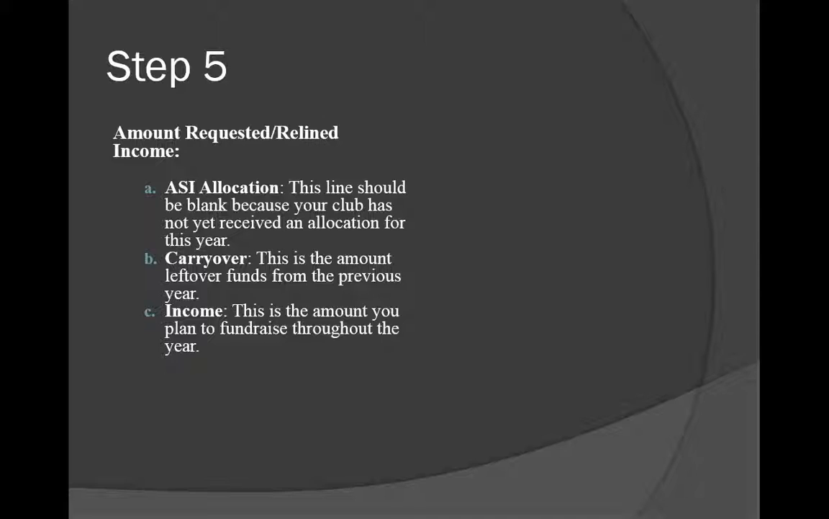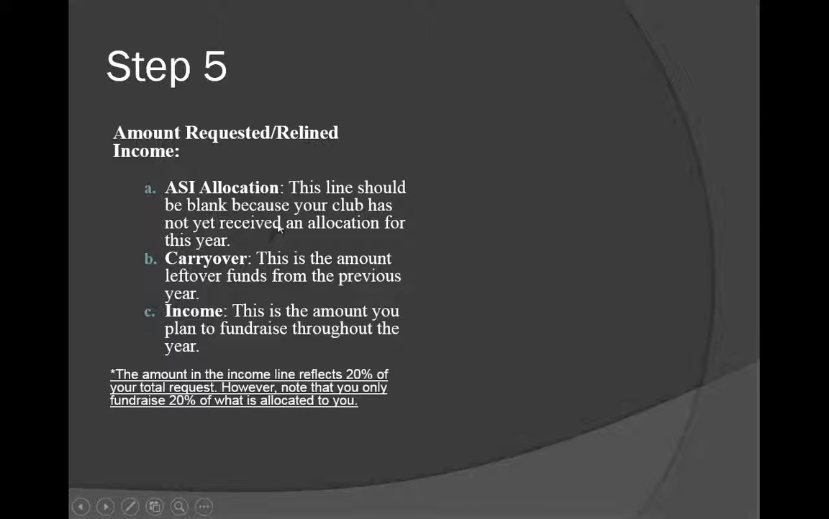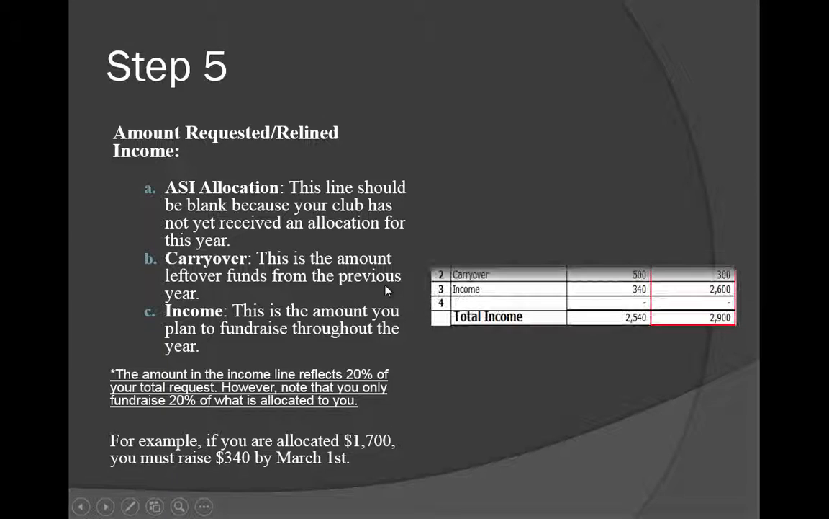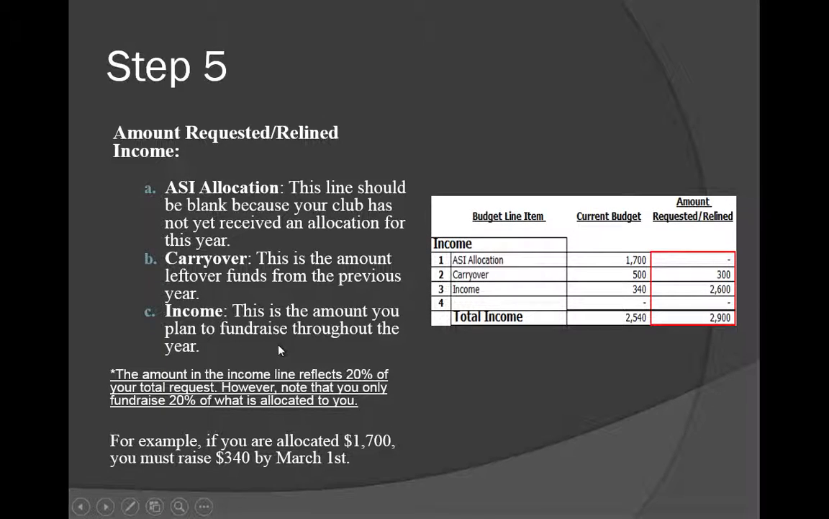Income. Excuse me. ASI allocation. This should be blank because your club has not received an allocation for the year. Carryover. This is the amount left over from the funds from the previous year. Income. This is the amount you plan to fundraise throughout the year. So allocation 0, carryover from previous year, income that you plan on fundraising, total income $2,600. The amount in the income line reflects 20% of your total request. However, note that you only fundraise 20% of what is allocated to you.